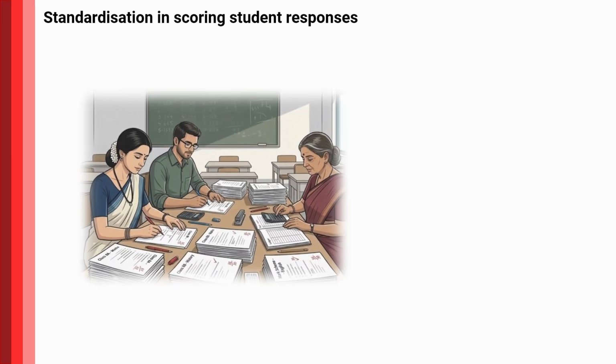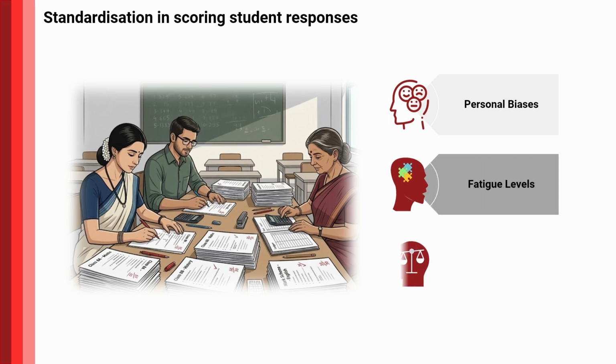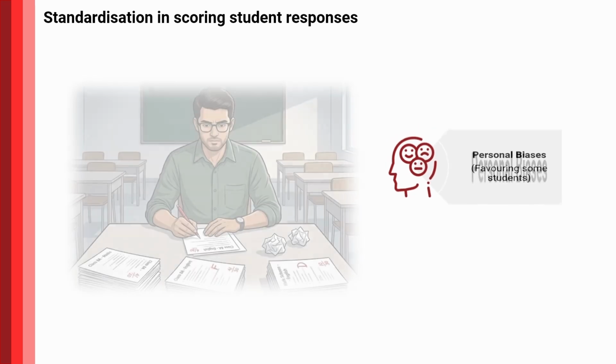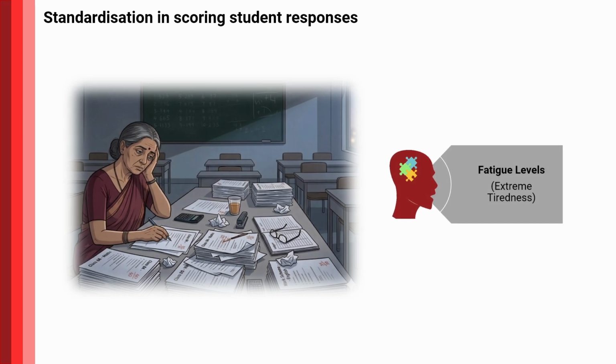Several factors can unconsciously influence scoring. Personal biases, fatigue levels, and individual idiosyncrasies all play a role. Teachers may favor certain students for their punctuality or their interest in the subject, which may reflect in scoring differently for different students. Extreme tiredness can cause inconsistency in scoring student responses.